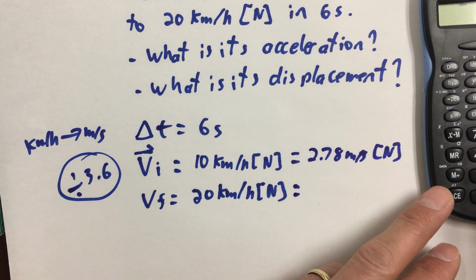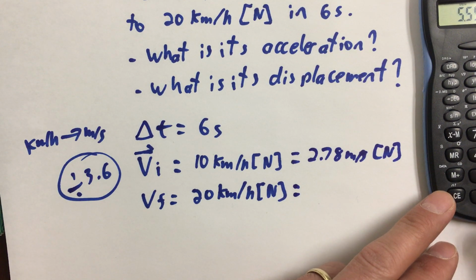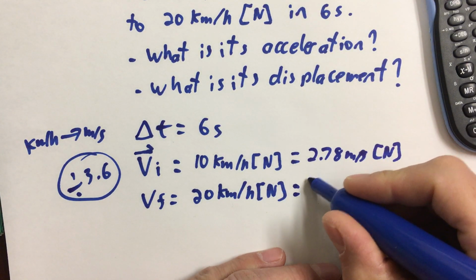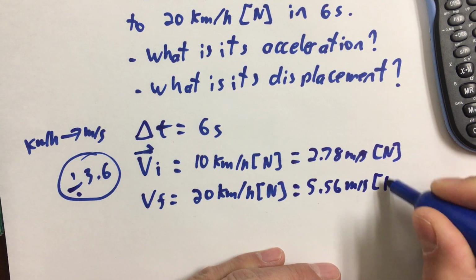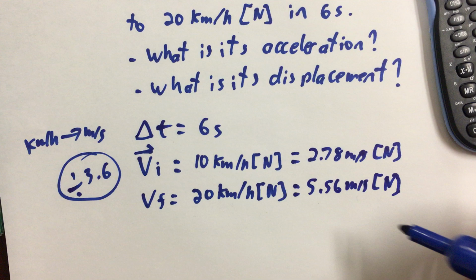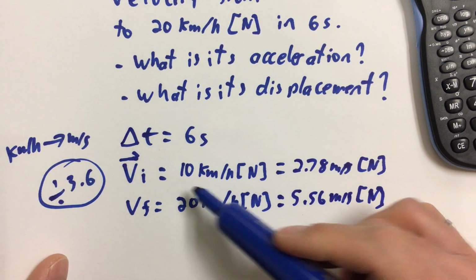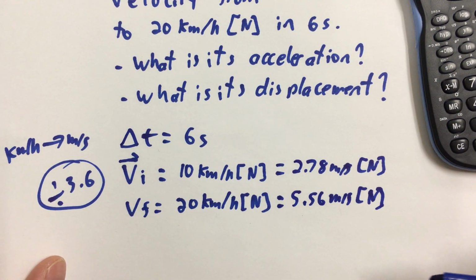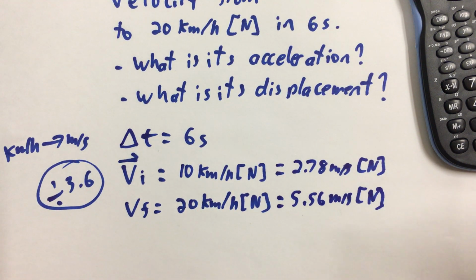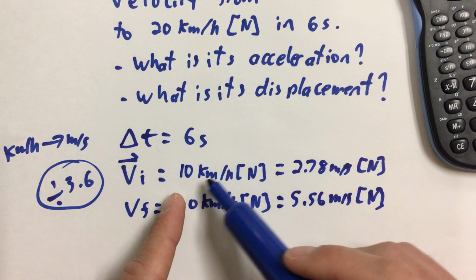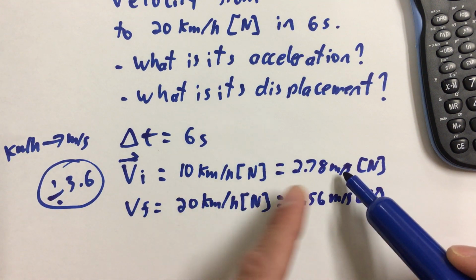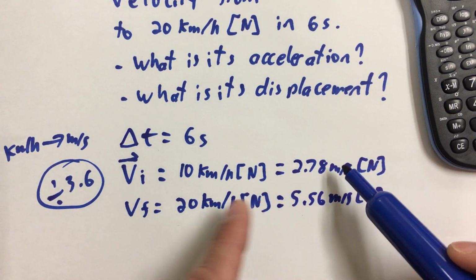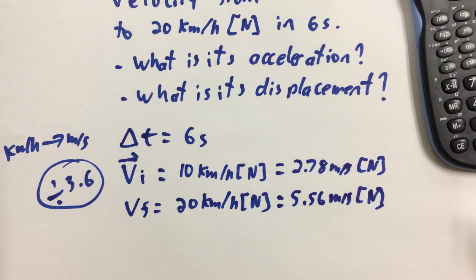So my 20 is going to be twice that. My 20 kilometers per hour is 5.56 meters per second north. Now, it's not okay to write 10 equals 2.78. However, with my unit stated there, it's perfectly all right to say that 10 kilometers per hour is equal to 2.78 meters per second, because those units adjust the number, making this equation work.